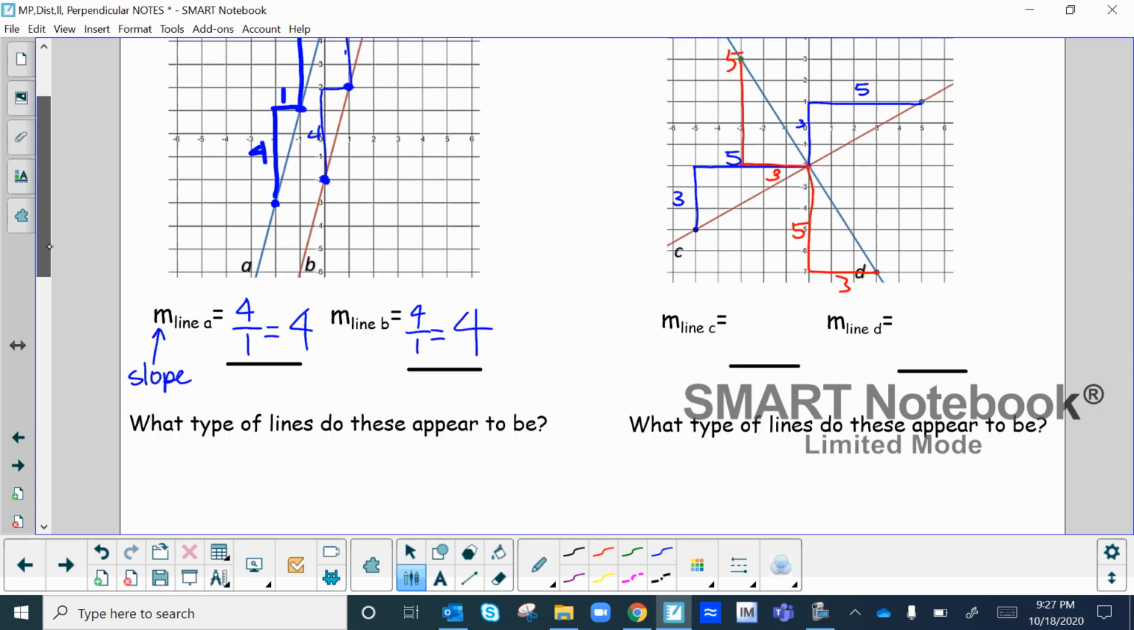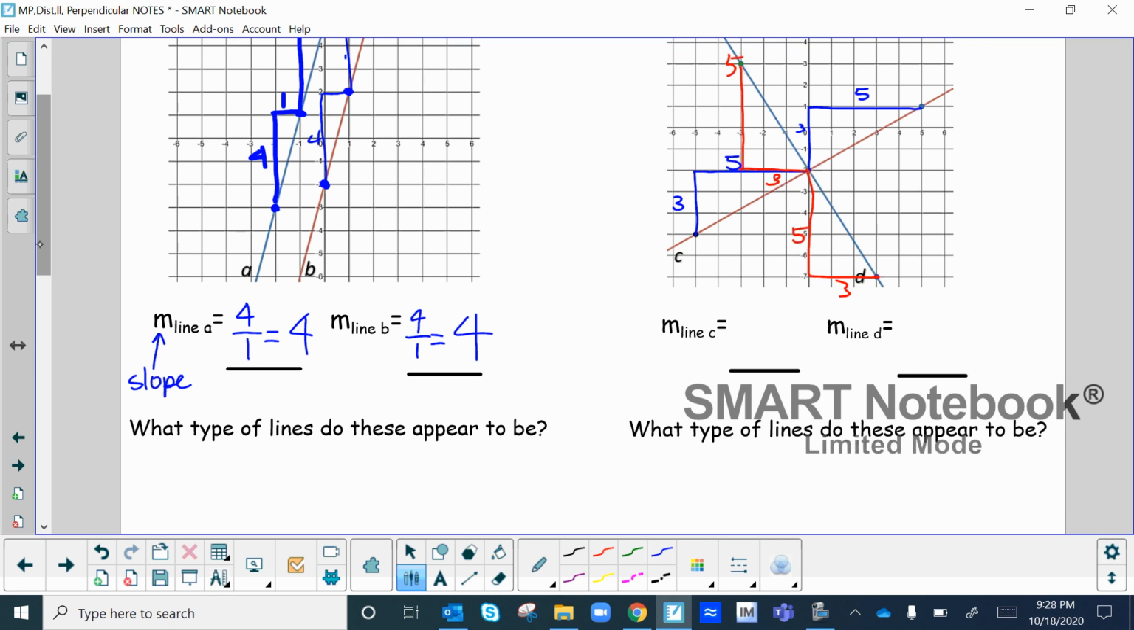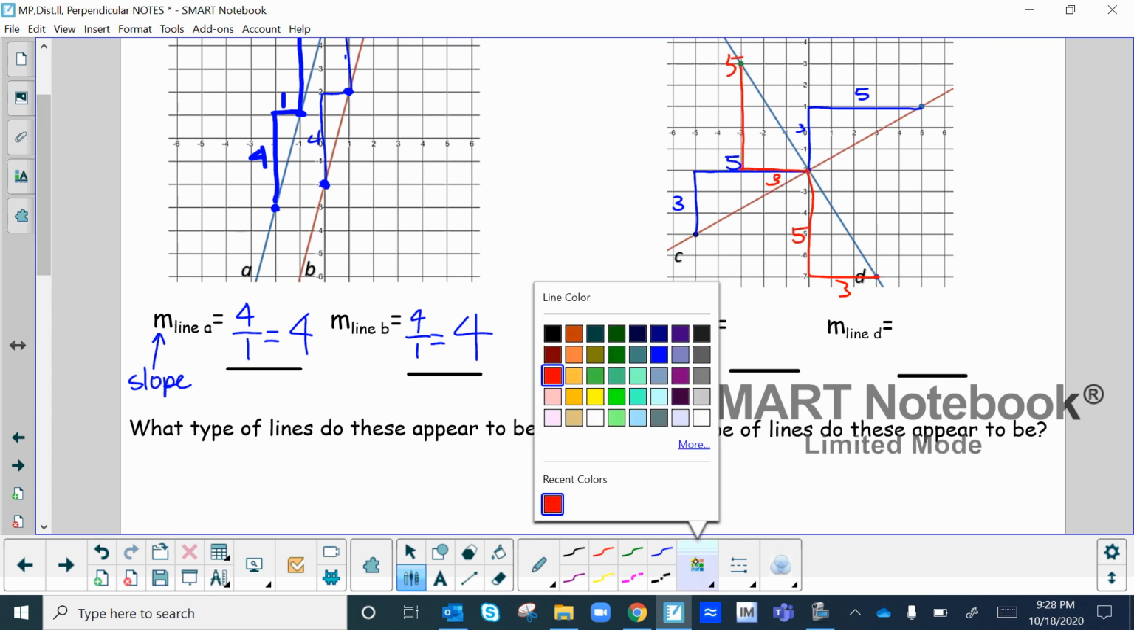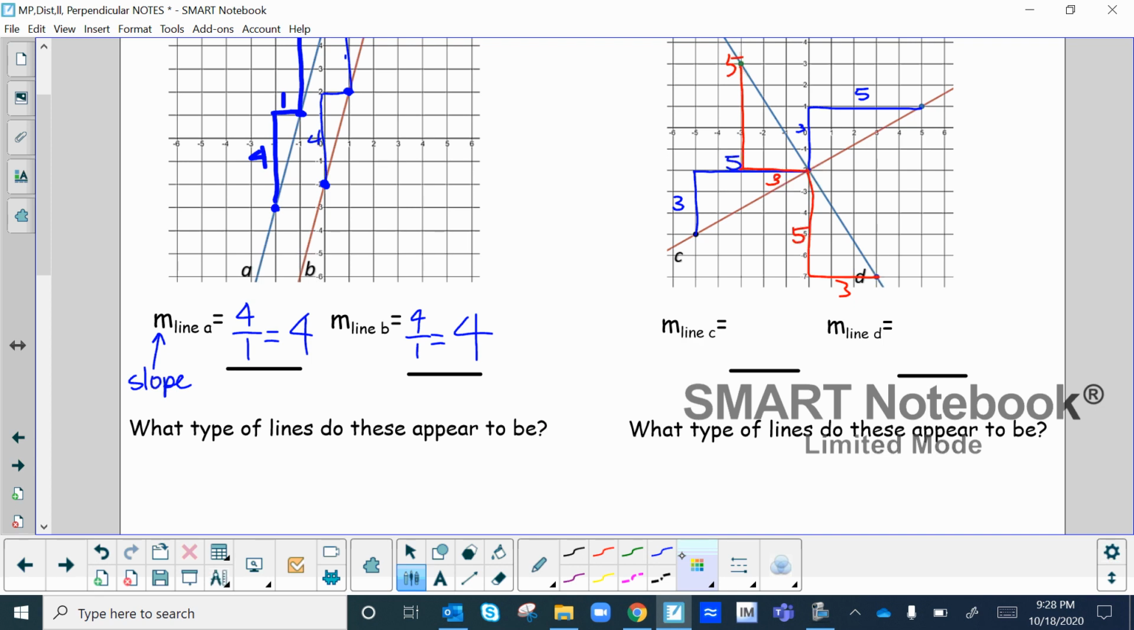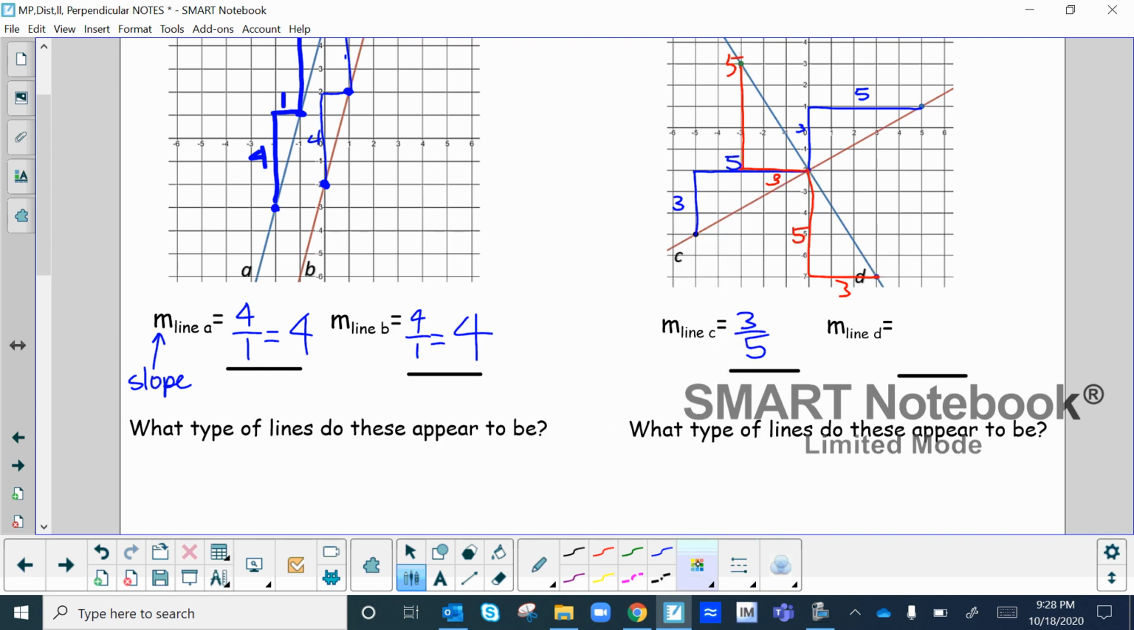So when we write those slopes out, again, we're going to do rise over run. Okay, so line C, the rise, and it's a positive direction. Remember when it goes up to the right, so it's going to be a positive 3 over 5. Okay, and you can't simplify it after that. This next one, line D, this one goes down 5. So this one's sloping down, so that's a negative slope. So that's going to be negative 5 over 3.